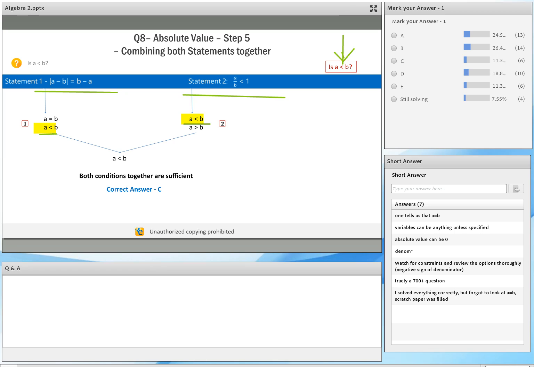Absolute value can be 0. Absolutely. So that's a conceptual gap. So again, this is a relatively straightforward data sufficiency question. It doesn't require a whole lot of processing. All it requires is that 200% confidence in the conceptual understanding that you have.